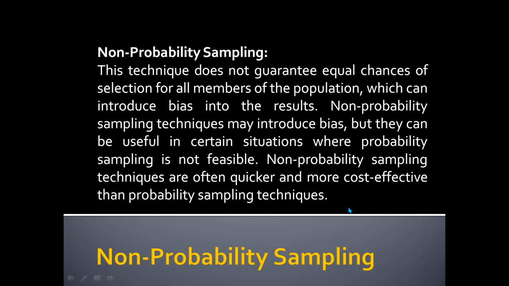Non-probability sampling. This technique does not guarantee equal chances of selection for all members of the population, which therefore can introduce bias into the results. Non-probability sampling techniques may introduce bias, as we said earlier, but it can be useful in certain situations where probability sampling is not feasible. Non-probability sampling techniques are often quicker and more cost-effective than probability sampling techniques.